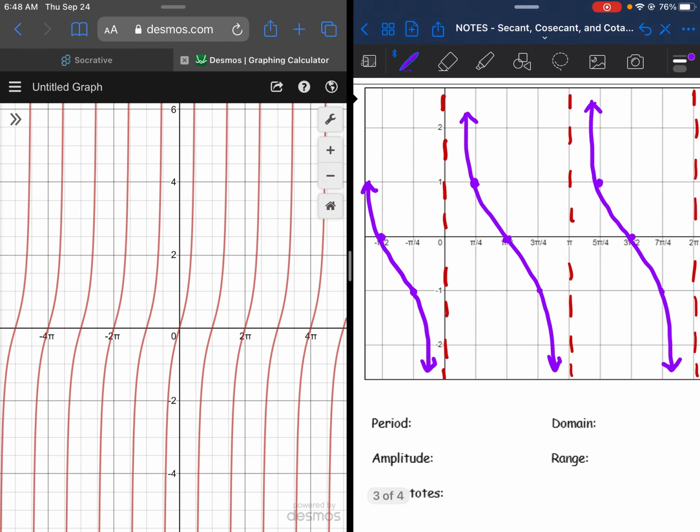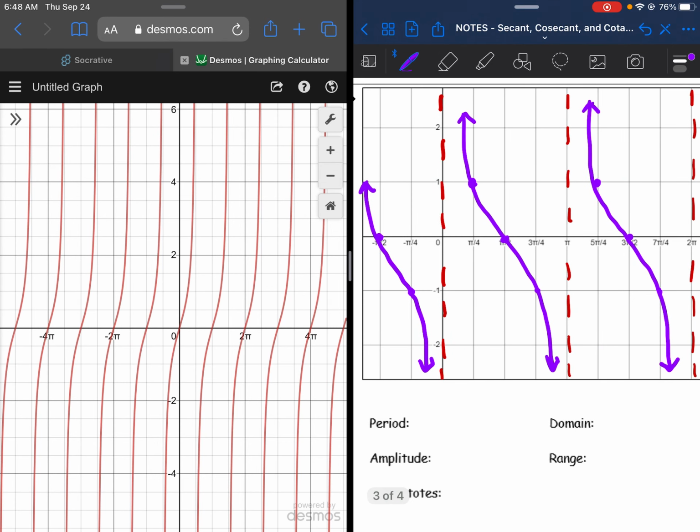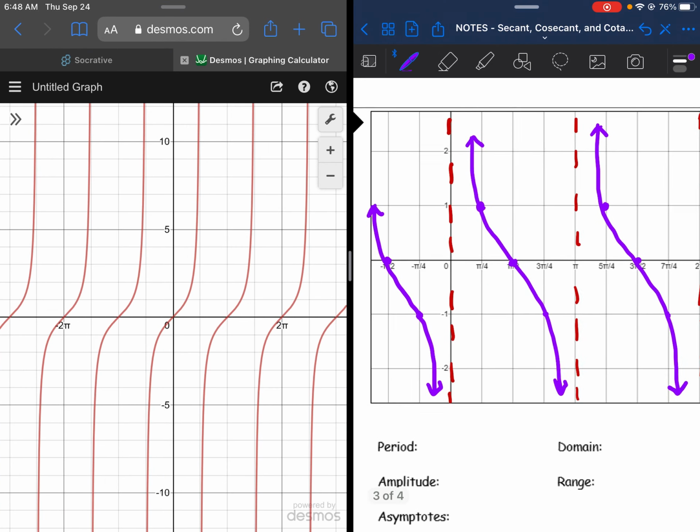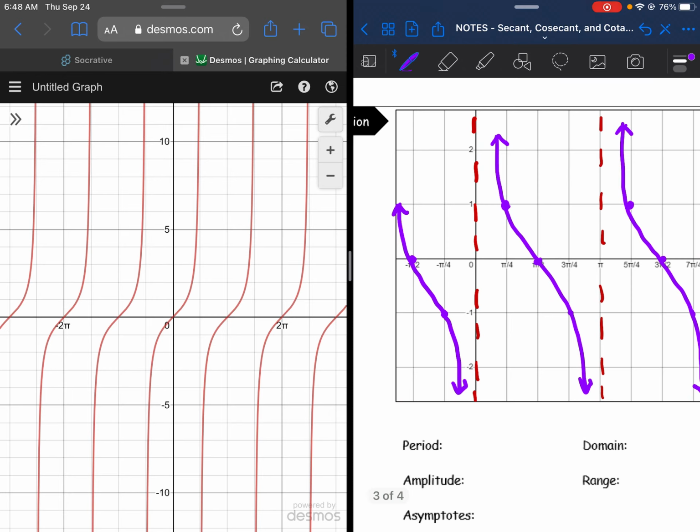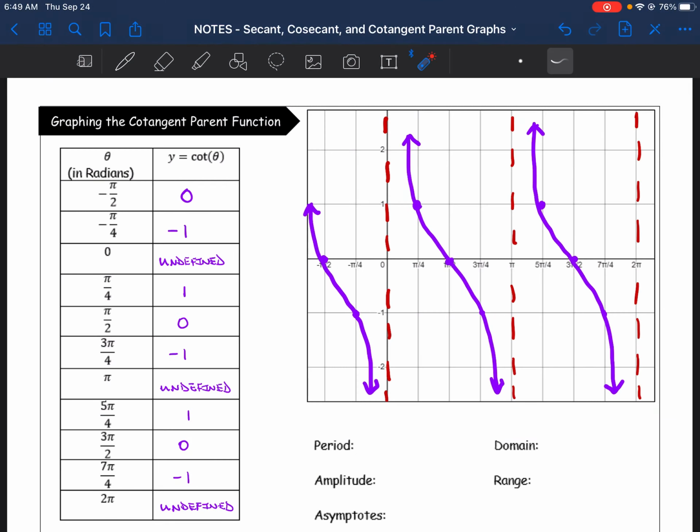If you look at the graph of tangent and you look at the graph of cotangent, it looks like they're almost facing opposite directions. And I use the word facing kind of loosely here. You see the way that this is curved like that? Well, it looks like tangent is curved like that. So again, they're facing opposite directions of sorts. So let's talk about some of these key features of the cotangent parent function.